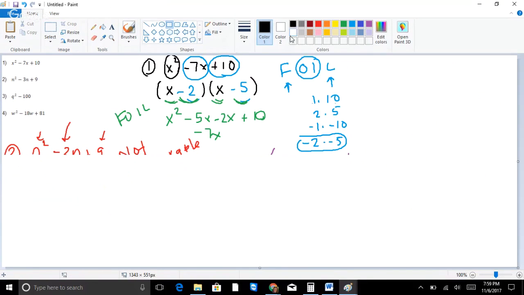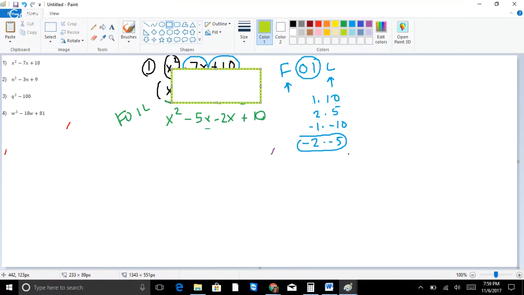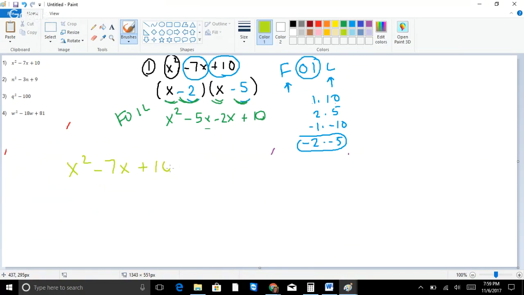If you remember example number 1, we have x squared minus 7x plus 10. And I said, okay, we can do this, and we factored it. And we said that these two mean the same thing: x squared minus 7x plus 10 and x minus 2 times x minus 5.